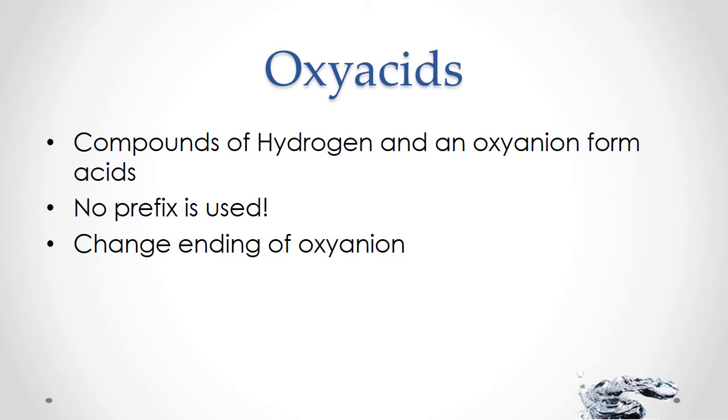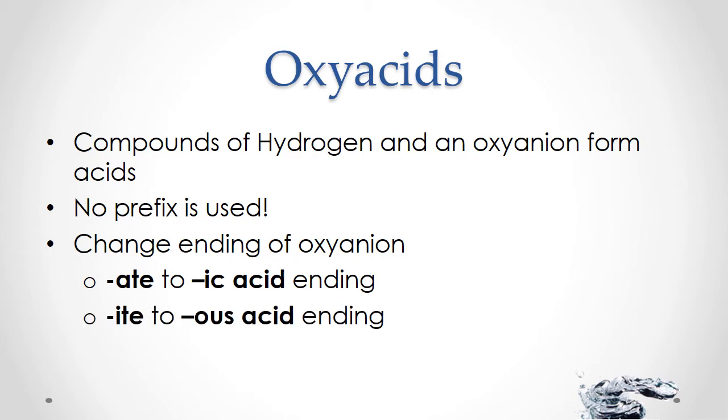And we have two ways of doing this. If we have an ate ending, we're going to change it to ic acid. If we have an ite ending, we're going to change it to ous acid. So we're going to have a bunch of different species here. If you remember back to when we looked at the polyatomic anions, we had a lot that were ate or ite endings. So here we're going to have a lot of acids that have either an ic or an ous ending, and that's going to determine how many oxygens are present on the particular molecule.